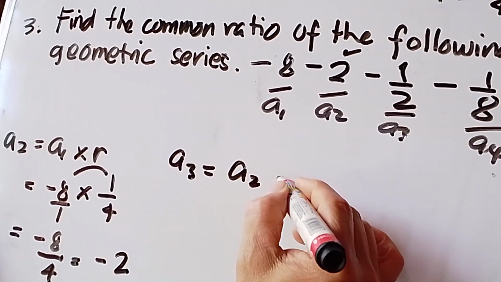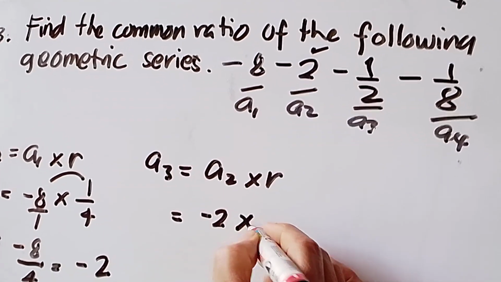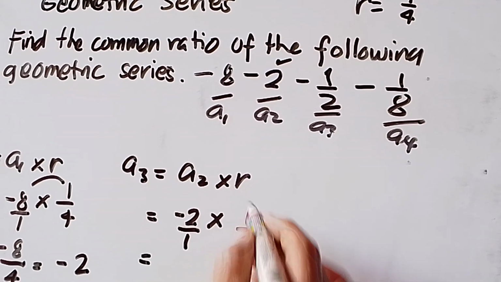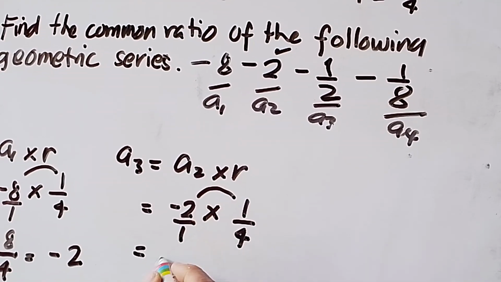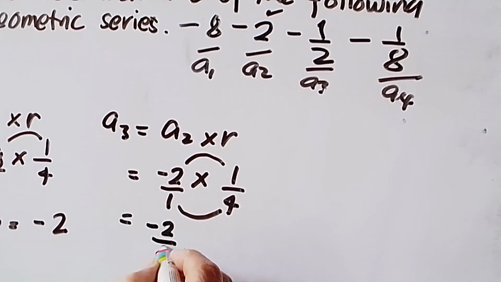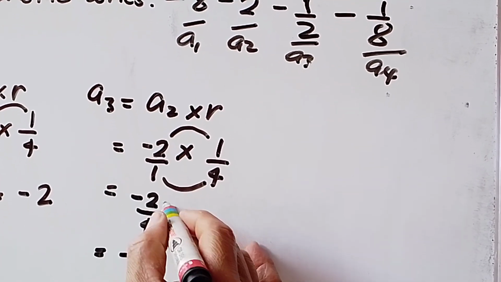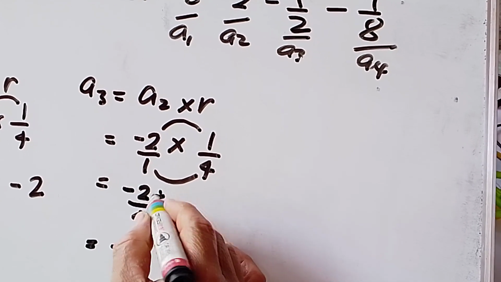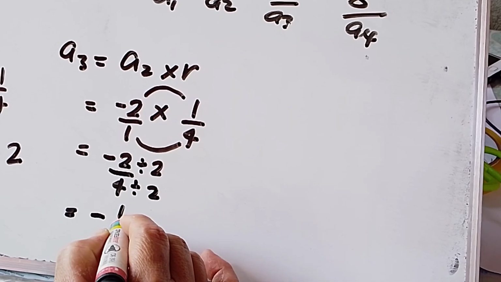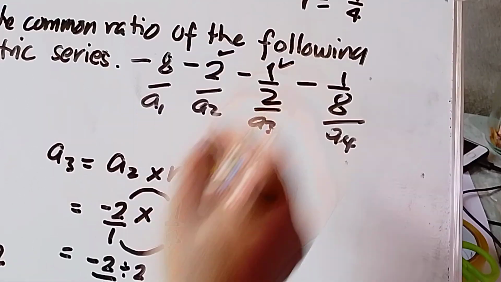How about A3? So A2 times R. So A2 will be -2 times R, which is 1/4. Then I need to put 1 in here. So multiply numerator. So this is -2, and then multiply this one. So this is over 4 because 1 times 4 is 4. And then negative. Then I need to reduce by dividing the numerator and denominator by 2. So 2 divided by 2 is 1. And then 4 divided by 2 is 2. So this is checked. Negative 1 over 2.